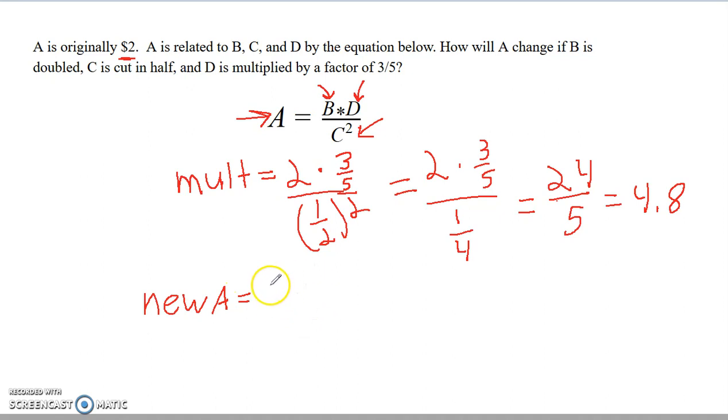So the new value of A is going to be the old value, that was $2, times the multiplier, which I will say is 24/5. 4.8 would be equivalent. And that's going to be $9.60.